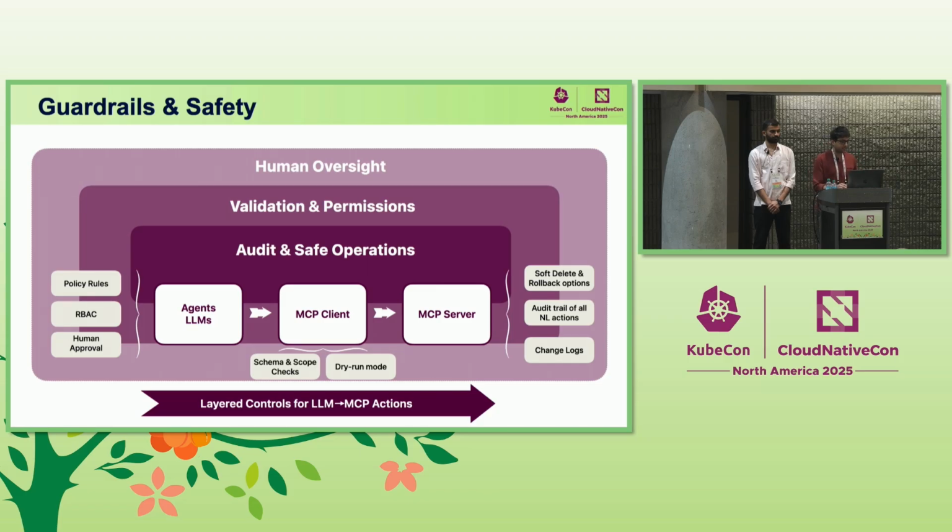The beauty of MCPs and LLMs is that it gives you flexibility. But it's these layers that make it safe to use in production. So as you move towards autonomous observability, these kinds of controls ensure that the AI isn't just smart, but also trustworthy.